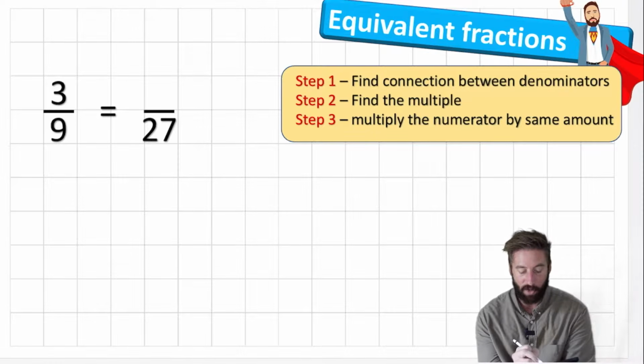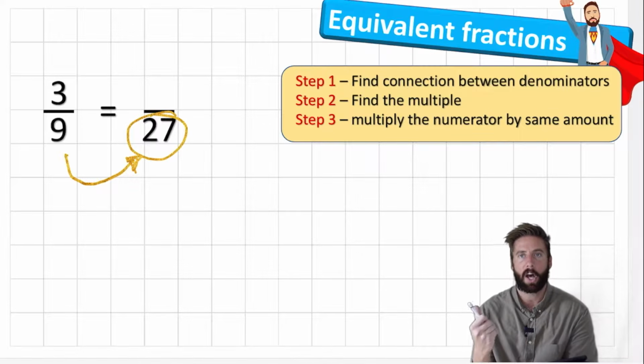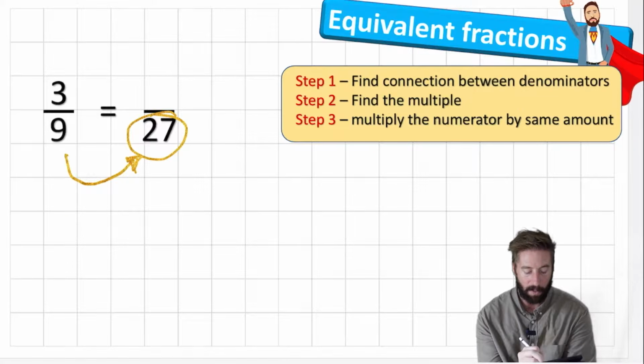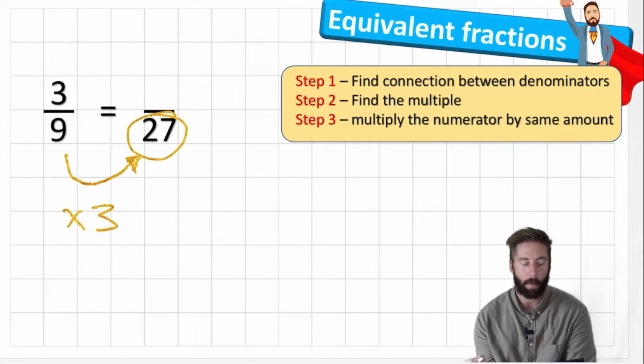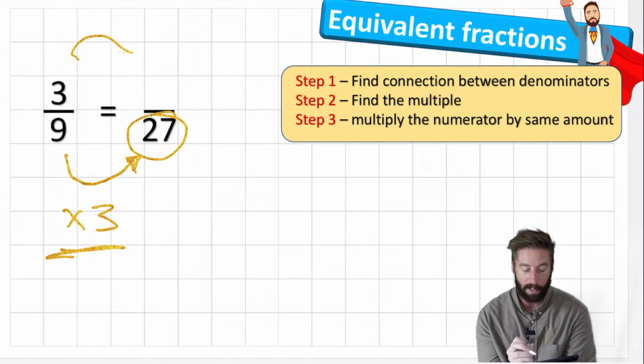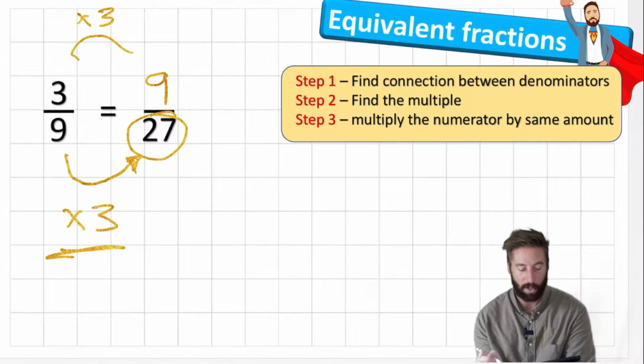So first of all, we're looking for the connection. Well, I can see a connection straight away. I can see that 27 is in the 9 times table. How do I get from 9 to 27? 9, 18, 27. I'm going to times it by 3. And remember what we learned from the last question, whatever we do to the denominator, we need to do to the numerator. So therefore, if I've times the denominator by 3, I need to times the numerator by 3. 3 times 3 is 9. So the answer to this question is 3/9 is the same as saying 9/27. Give ourselves a tick. Nice and simple, right?